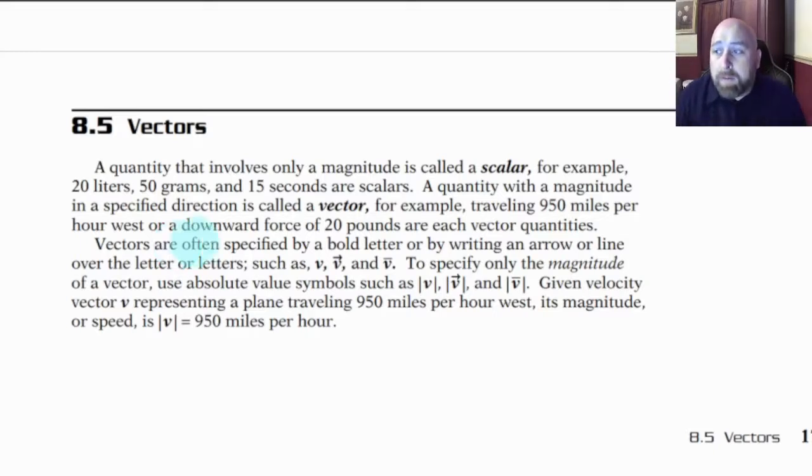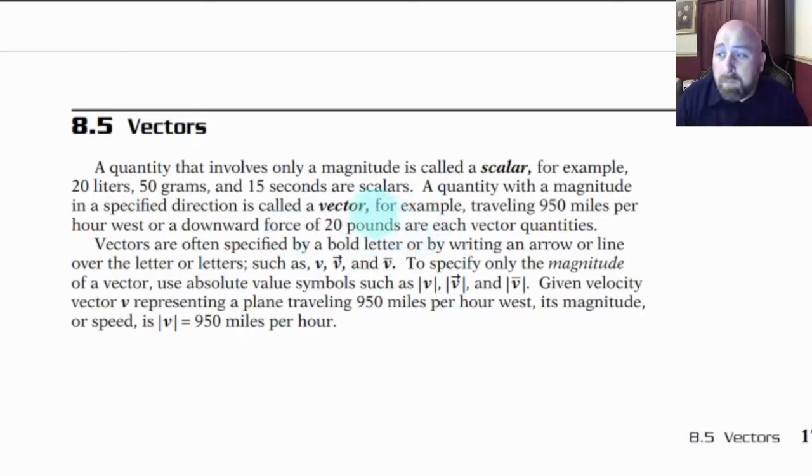Now the quantity that involves only a magnitude is called a scalar. For example, what we've been talking about so far are scalars. It gives you examples: 20 liters, 50 grams, 15 seconds. How about this? 10 feet. All right, 10 feet is just a scalar. It's not a vector because it doesn't have any direction to it or any speed.